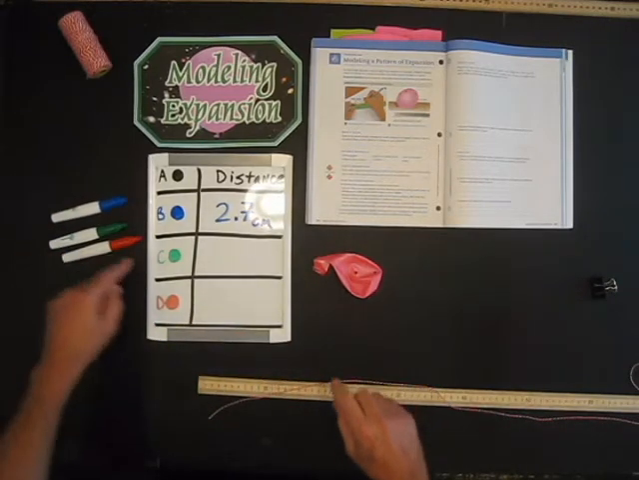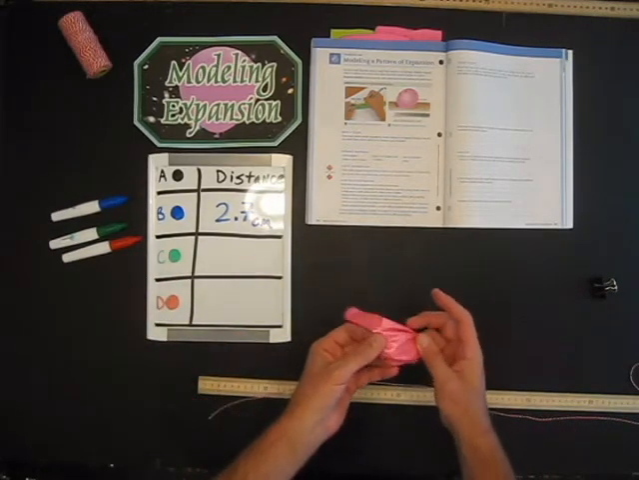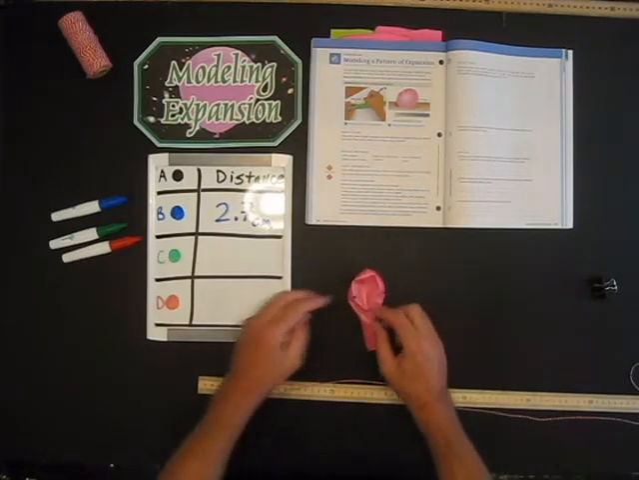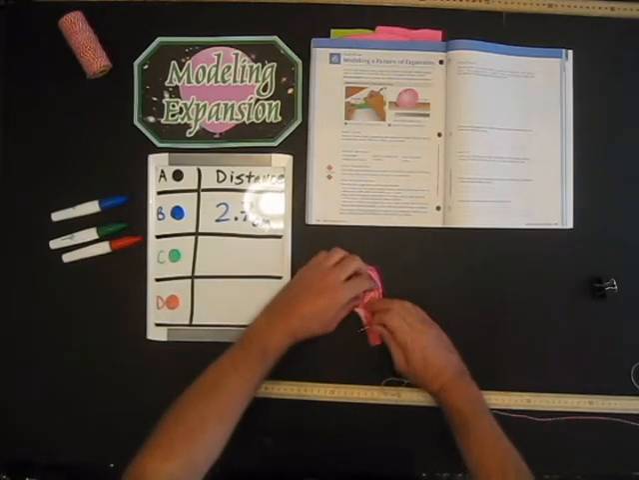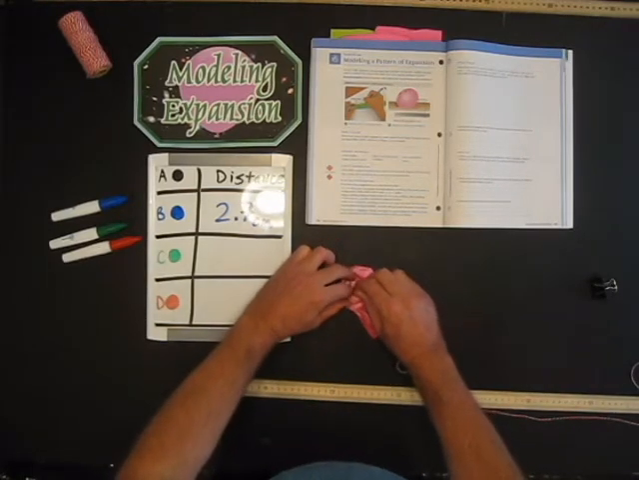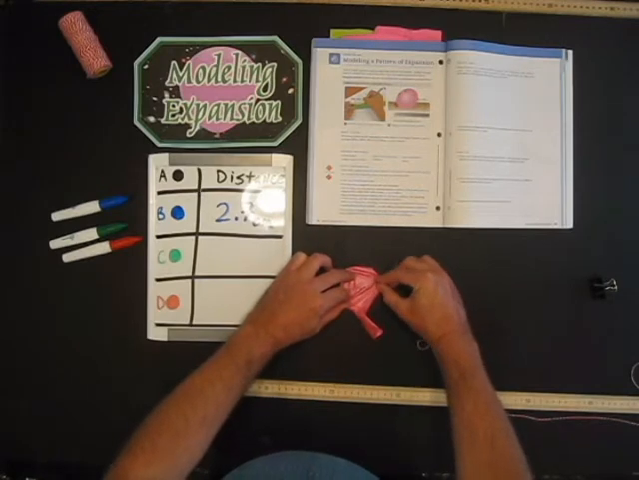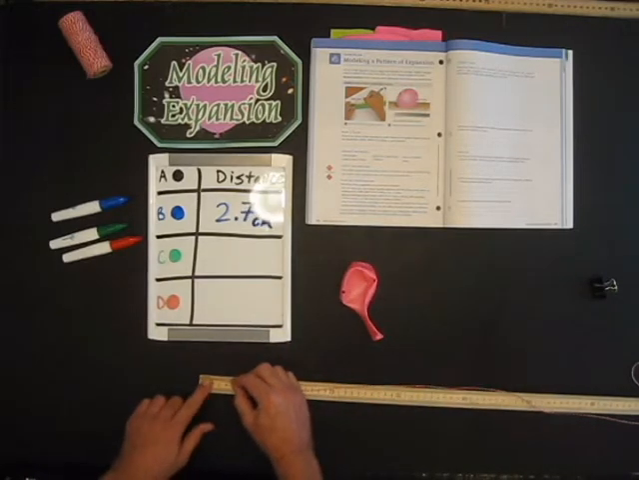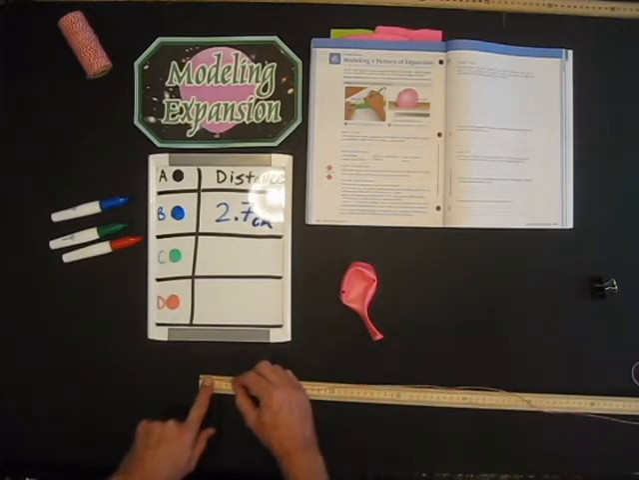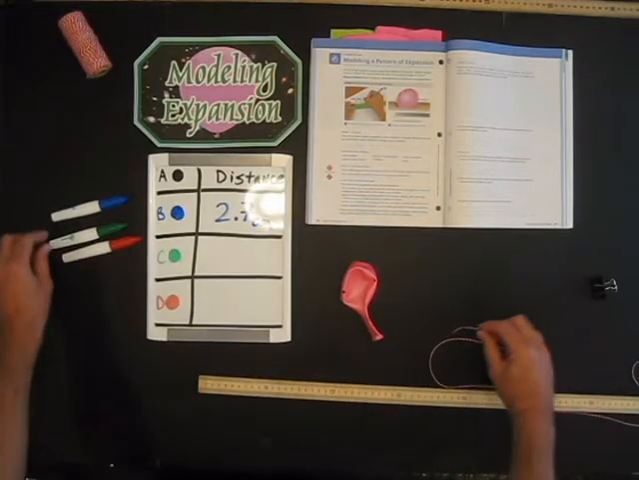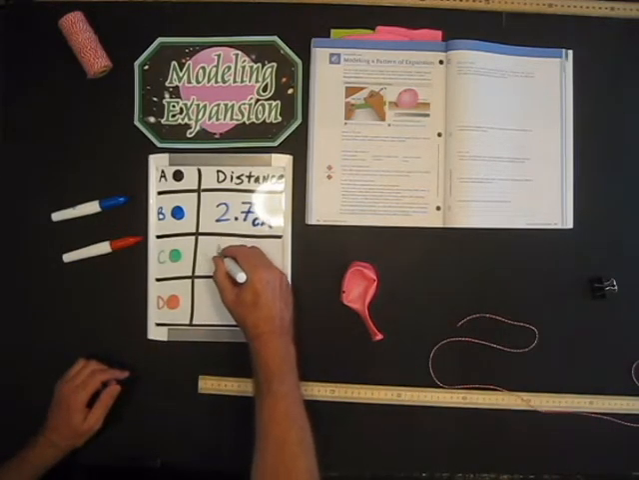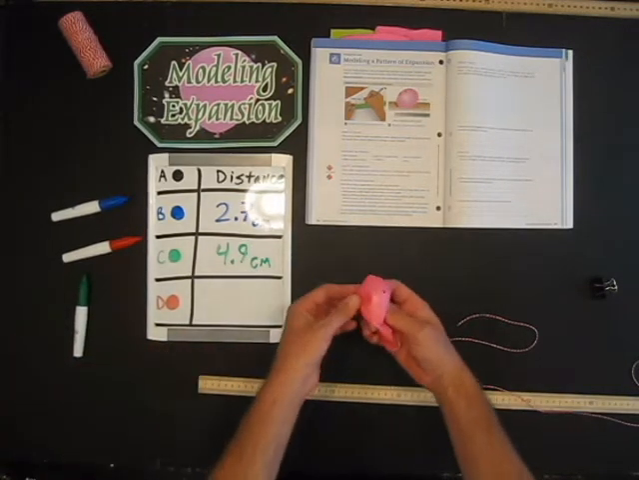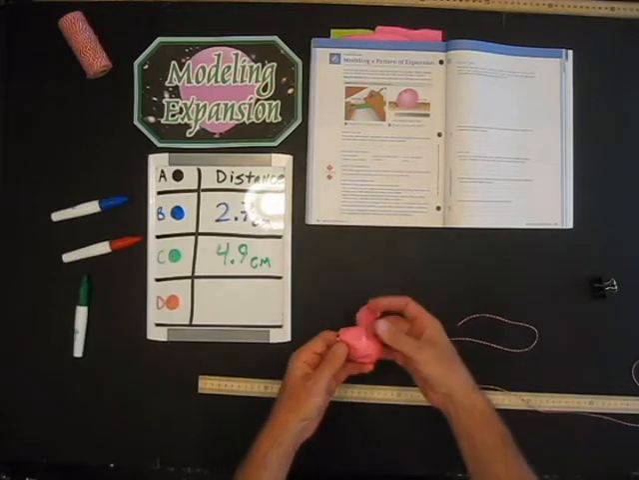Okay. And then to the green dot, I'm going to measure from the black dot, which is this one, to the green dot. I'm going to turn it this way. I'm trying not to get a wrinkle in between them, as close as I can get it. Again, this is probably the hardest one to measure while it's uninflated. Okay, right to there. And the distance I have is a little bit greater. It's 4.9 centimeters.